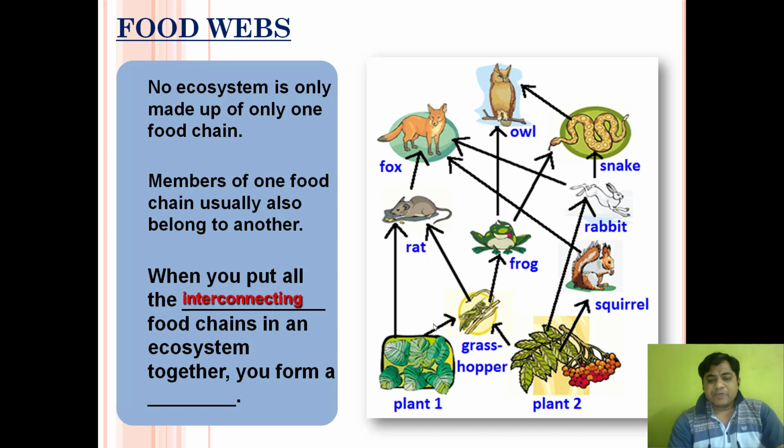You can see here one plant is eaten by the rat. That rat is again eaten by the fox. Then the grasshopper feeds on both plants, and the grasshopper is eaten by rats and by frogs. Then the frog is eaten by whom? By owl, by snake. This happens in all interconnecting food chains. When you put all the interconnecting food chains in an ecosystem together, you form a food web. This is the whole figure of a food web.